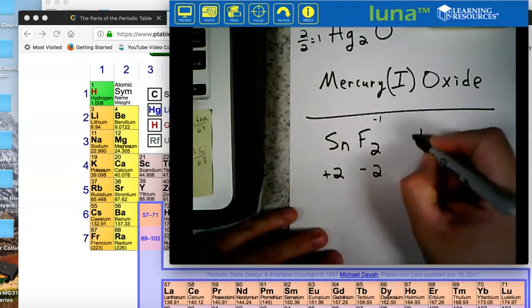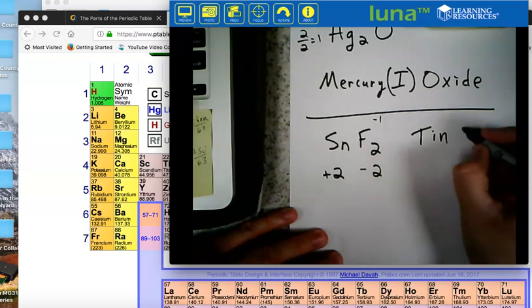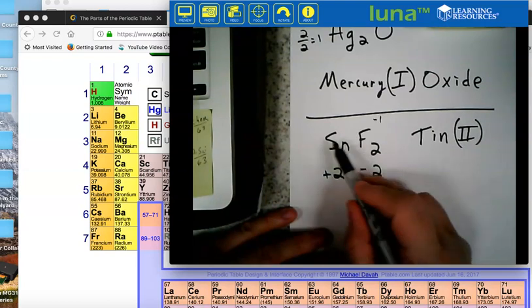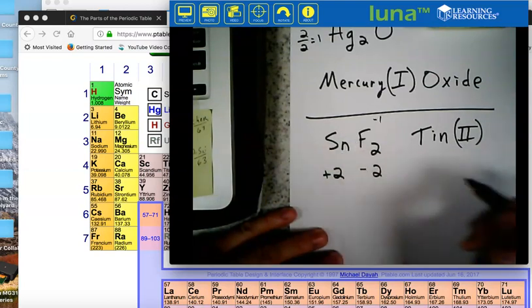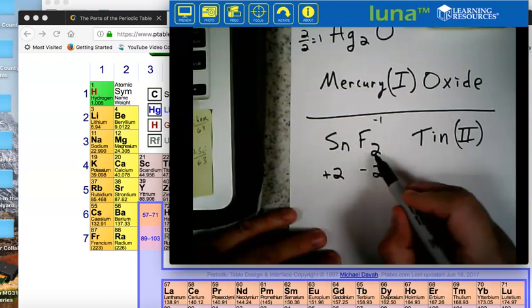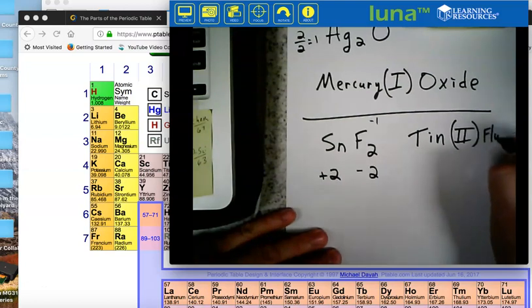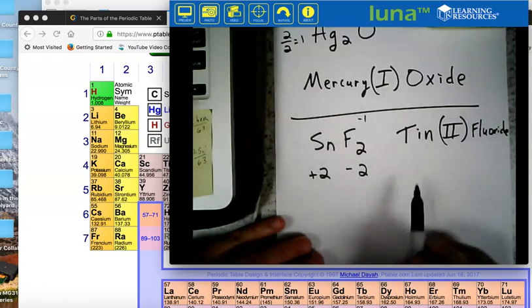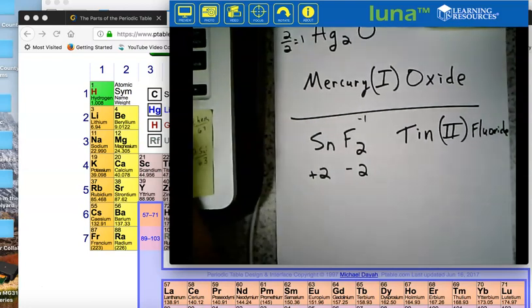So the name for this compound would be tin Roman numeral 2. That's the oxidation number, the charge on the metal here, +2. So tin(II), and then fluorine becomes fluoride. So tin(II) fluoride would be the name for that one.